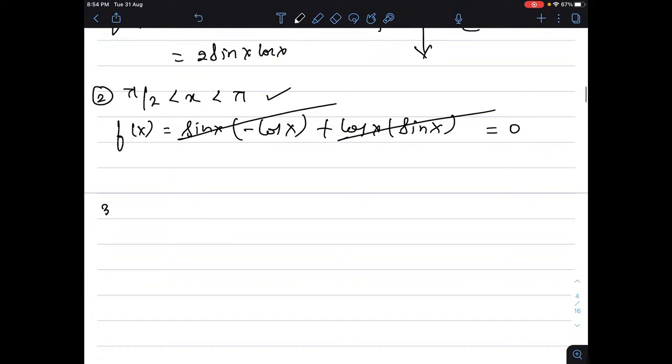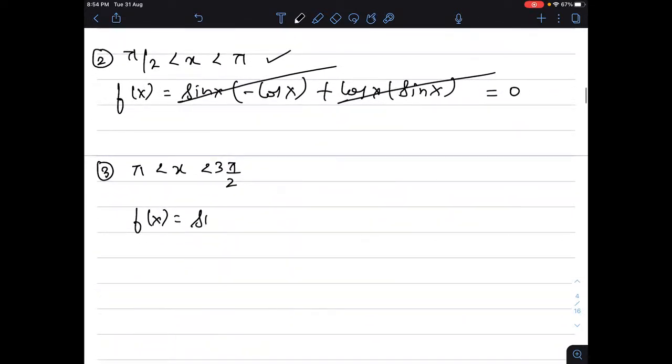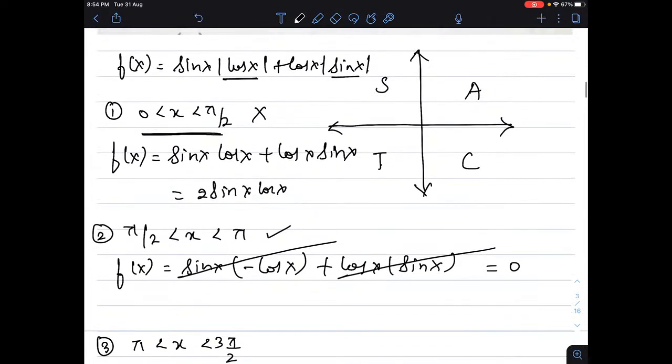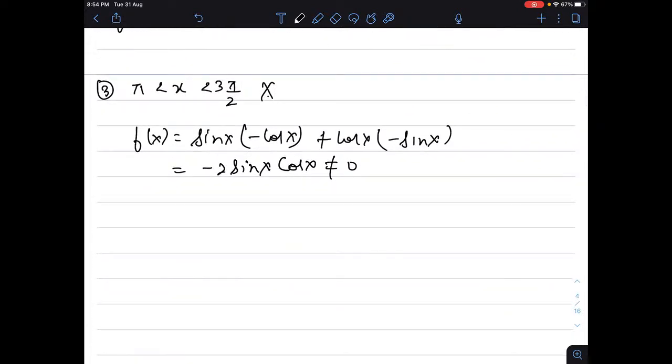Now let's talk about the third quadrant over here. Pi less than x less than 3 pi by 2. We will write f of x as follows. Guys, in the third quadrant, sine as well as cos are negative. So the mod will open with a negative sign. So minus cos x it will open with. Which mod are we talking about? The first mod. Even the second mod will open with the negative sign. So this will become cos x multiplied by minus sin x over here. That is minus 2 sin x cos x. That is not at all equal to 0. So if it is not equal to 0, that will not be part of our solution. This quadrant is not feasible for us.